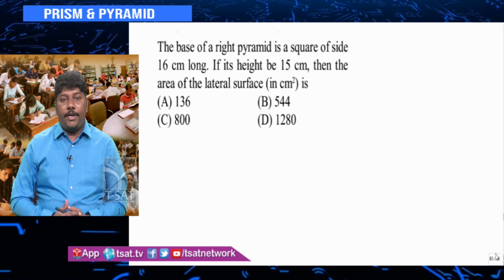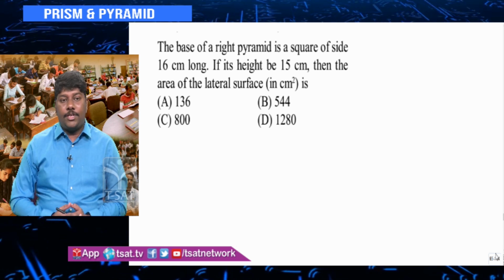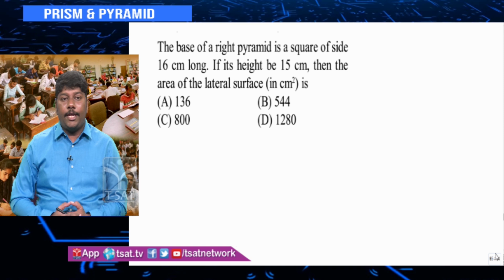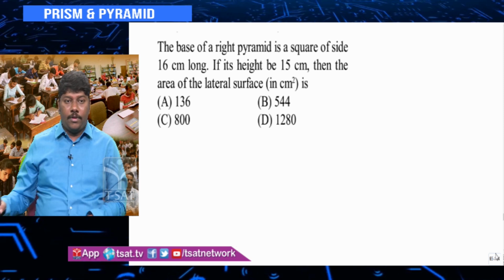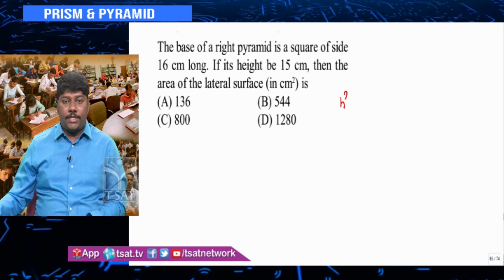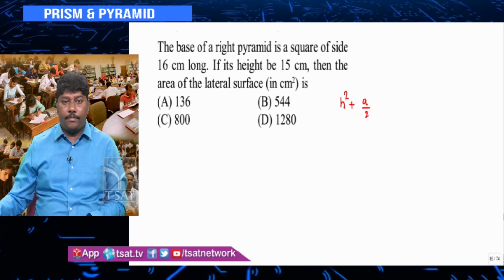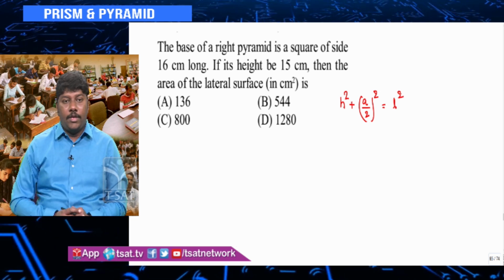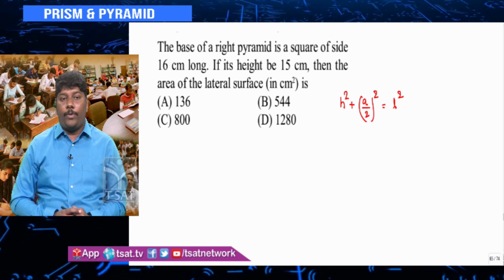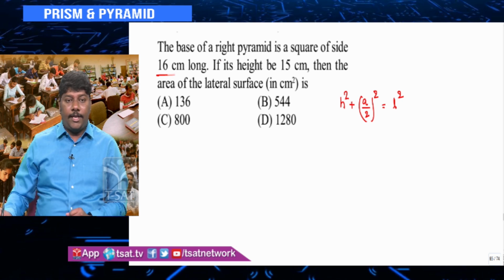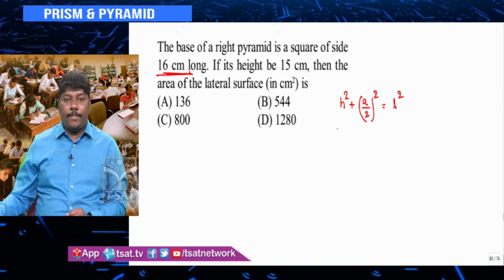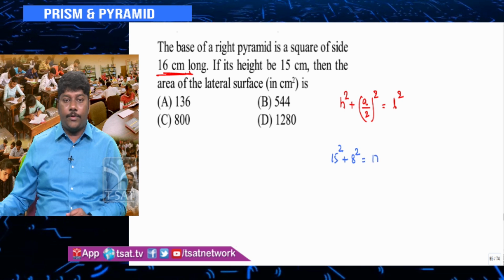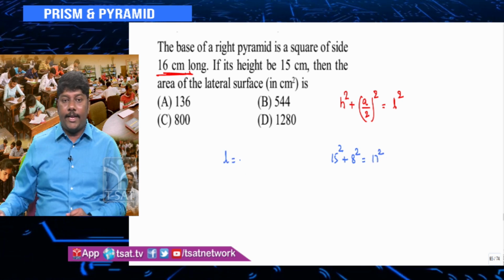The base of the right pyramid is a square of side 16 centimeter long. If its height is 15 centimeter, find the area of the lateral surface. We know height square plus half of the side square is equal to slant height square, because it forms a right angle triangle. The side of the square is 16, the height is 15, so 15 square plus 8 square is equal to 17 square. Indirectly, he is saying the slant height is 17.